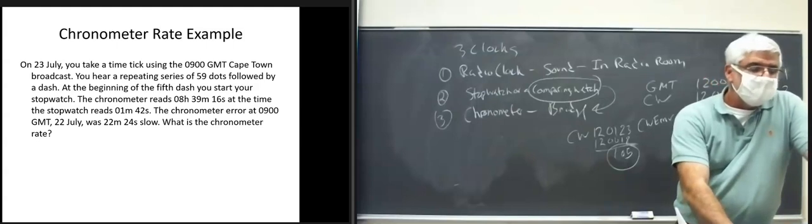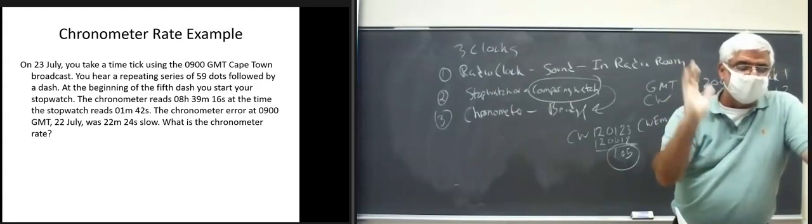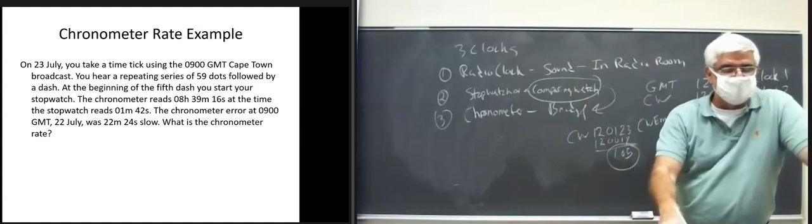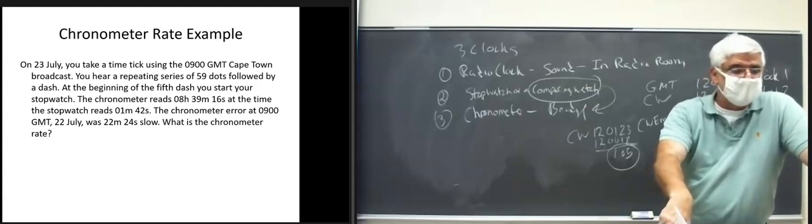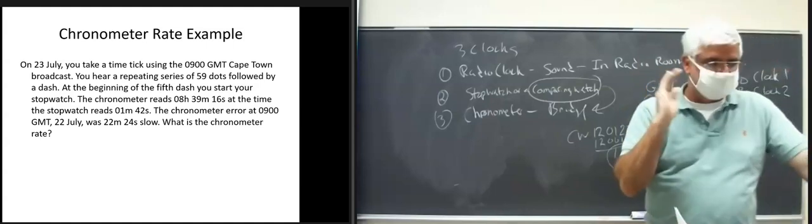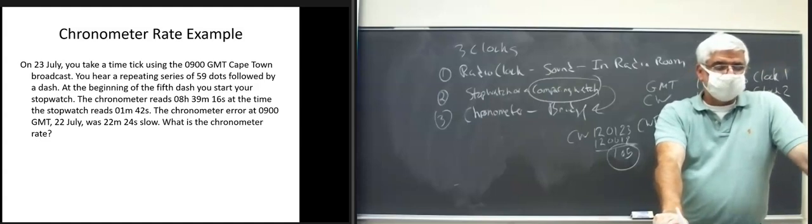All right. On July 23rd, you take a time tick using the 0900 Cape Town. Okay, it's 9 o'clock GMT. You hear a repeating series of 59 dots followed by a dash. I don't care. That's a distractor. At the beginning of the 5th dash, you start your stopwatch. So at the beginning of the 5th dash, you start your stopwatch.